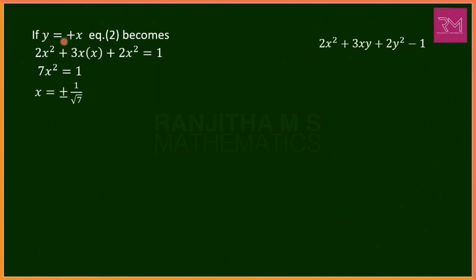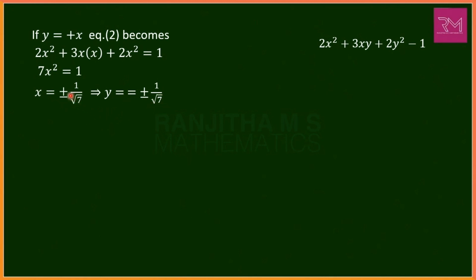Or if we take in the place of y is equal to plus x, if we take as x is equal to plus y and substitute in the place of x as y, we get the value of y as same as this, that is plus or minus 1 by root 7. Understand? If in the place of y is equal to plus x, we get the value of x as plus or minus 1 by root 7. Similar way, if we take x is equal to plus y, if we substitute in the place of x as plus y, we get the value of y as plus or minus 1 by root 7. Hence, here x is equal to y.